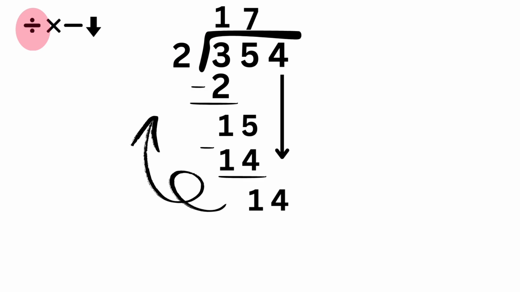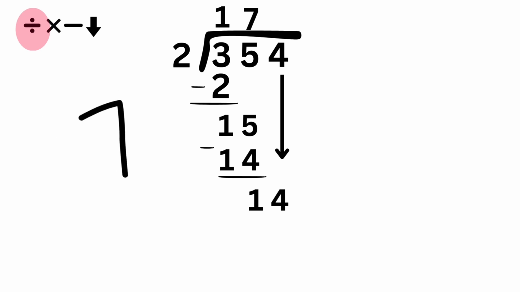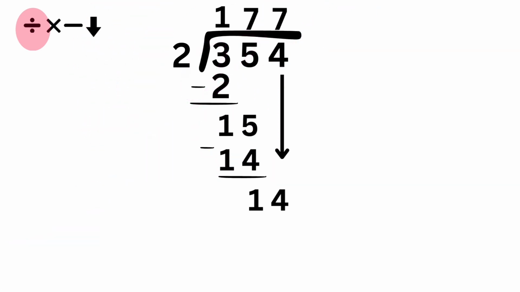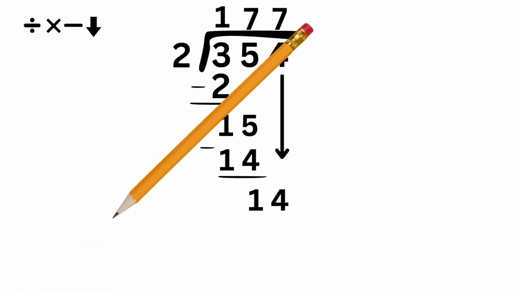14 divided by 2 is 7. Or you can look at skip counting with that too. 2, 4, 6, 8, 10, 12, 14. I made 7 groups. Where do I write that 7? Do you remember? Yes, directly above the 4 that I had just brought down. But wait, don't move. You just wrote that 7. Remember, your pencil is still touching the paper.